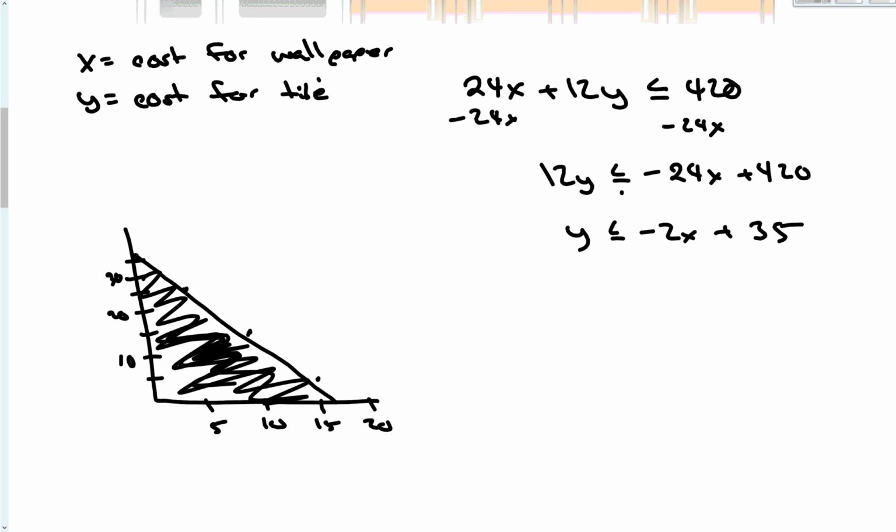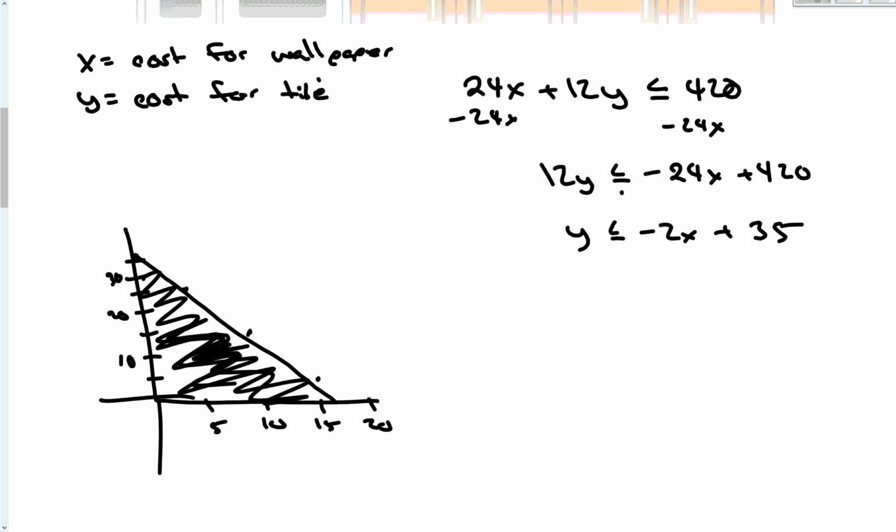Now this graph only makes sense in the first quadrant because it's not really possible to buy a negative amount of wallpaper or a negative amount of tile. So I don't have to keep going. I don't have to make a graph in the second and any of the other quadrants where x or y is negative. So now we just need to figure out how much they want to spend.